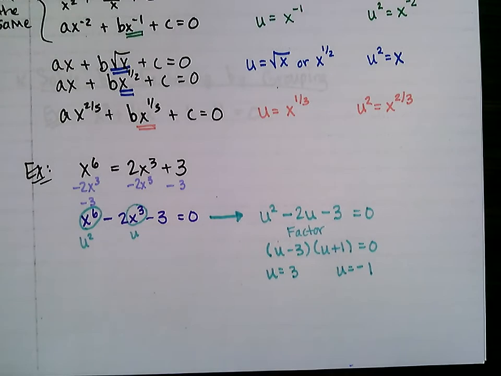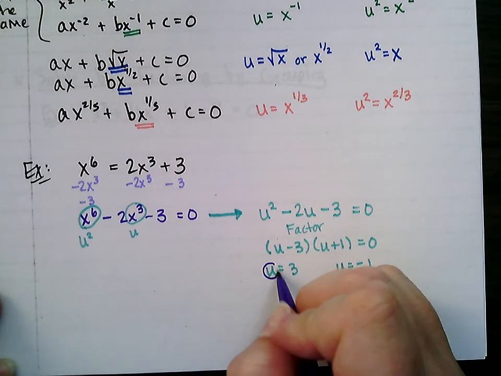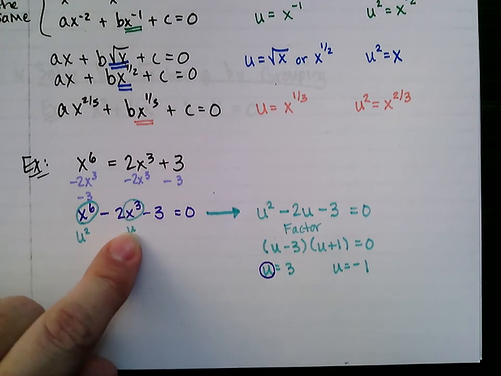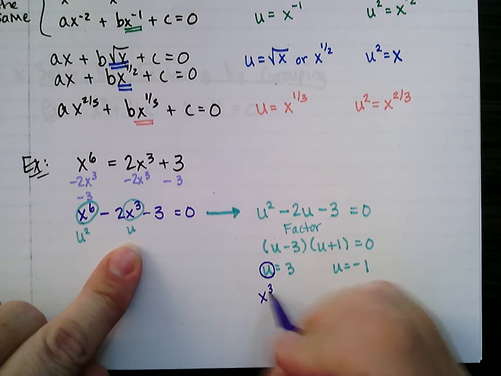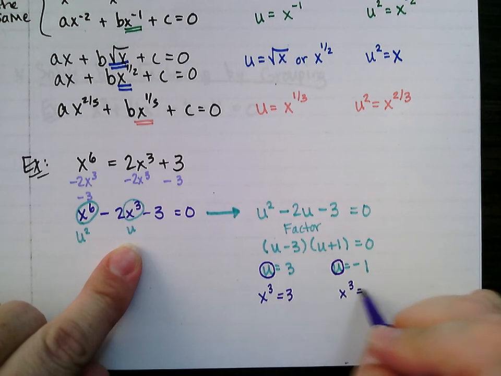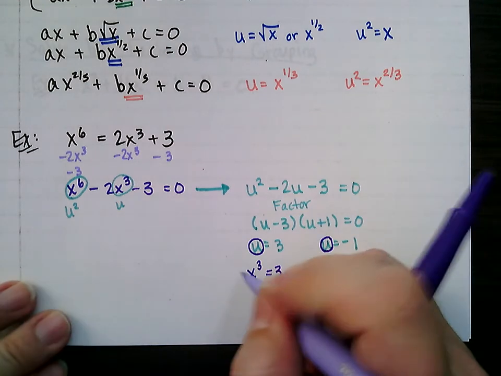Now, that is not what the problem wants to know. The problem doesn't want to know what does u equal. The problem wants to know what does x equal. So now I resubstitute what I had replaced before. So remember, before I took the x cubed out and replaced it with a u. Now I'm taking the u out and replacing with an x cubed. So x cubed equals 3. Same thing here. X cubed equals negative 1. And I have to solve these two equations to get what x is.